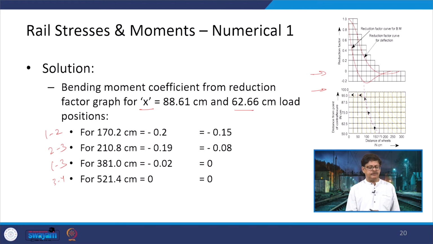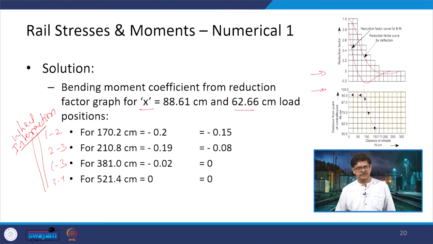And if you consider it with respect to 1, 4 or 2, 4, then also the value is going to be higher. Now, once we have got these distances or the interactions of the different wheels which we have identified here, this is wheel interaction, and the factor which needs to be considered for that interaction is what we are talking about here. So, for say a value of these values, the set here is for 88.61, whereas the set on the other side is for 62.66 centimeter load for different distances.